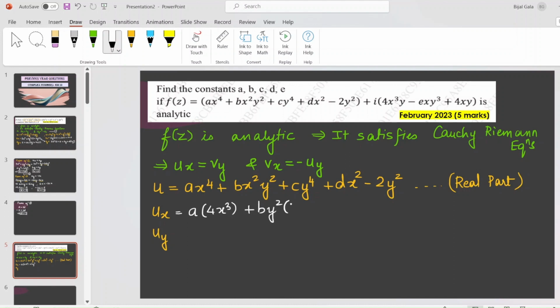By square remains as it is, 2x here. Cy square is constant alone, so 0. There is no x term there, okay? D times 2x, and there is no x term here, so 0.